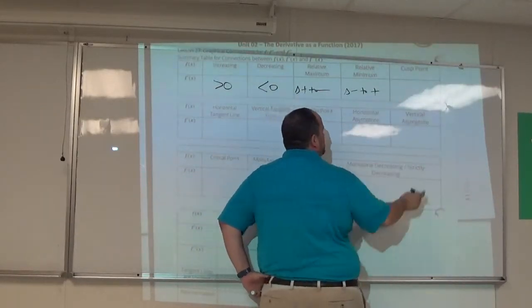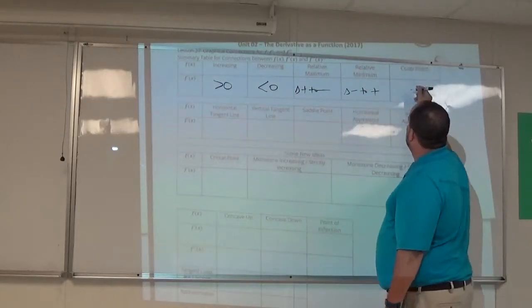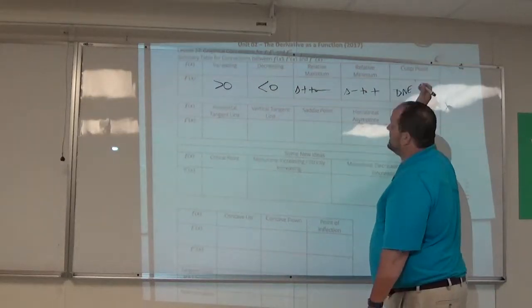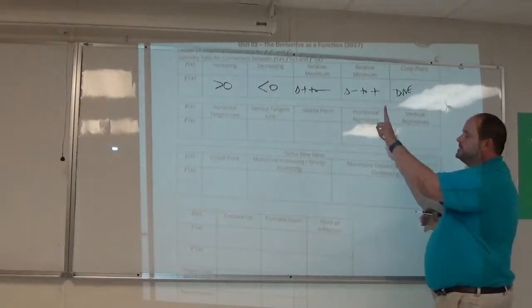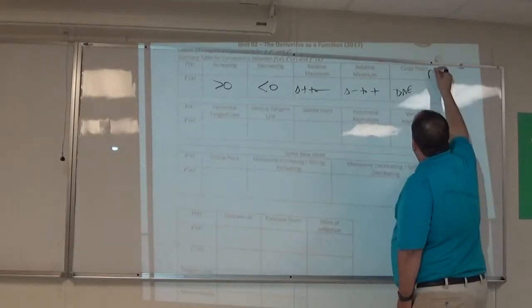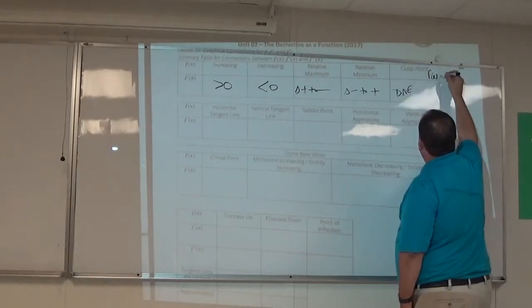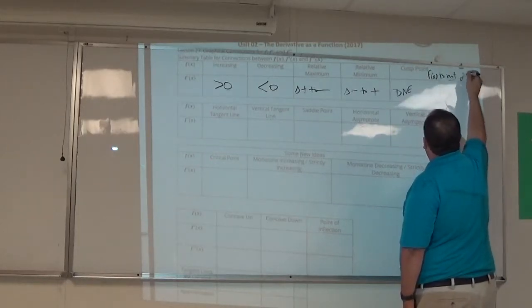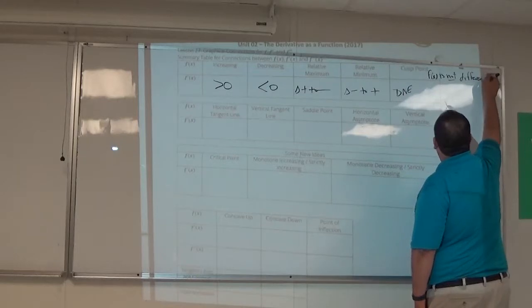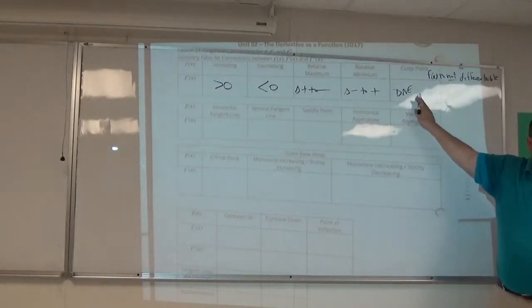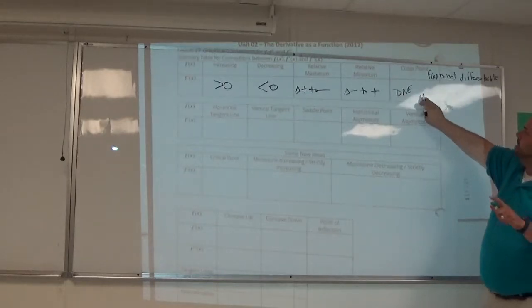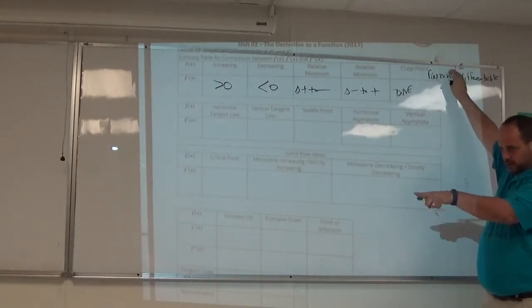The change is negative to positive. If f has a cusp point, f prime does not exist, or f is not differentiable. But here's the thing. Cusp point, you're right. F is not differentiable. That's true, Jose. But you're telling me in this box about f prime. The derivative doesn't exist, but we would say that the function is not differentiable.